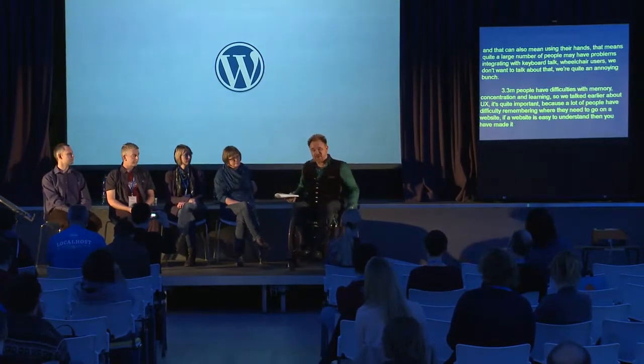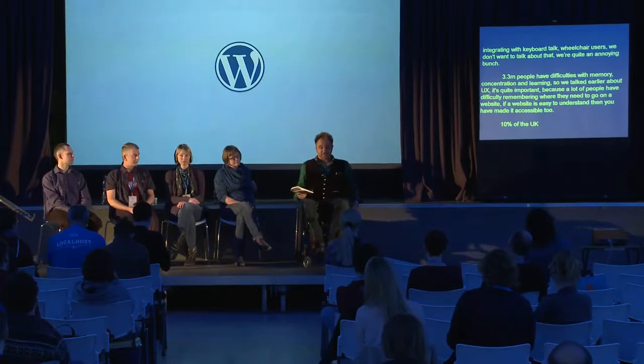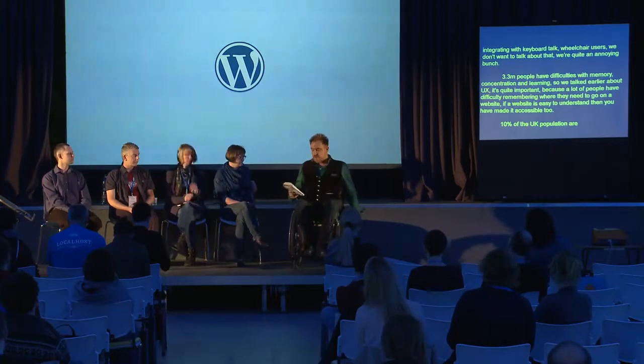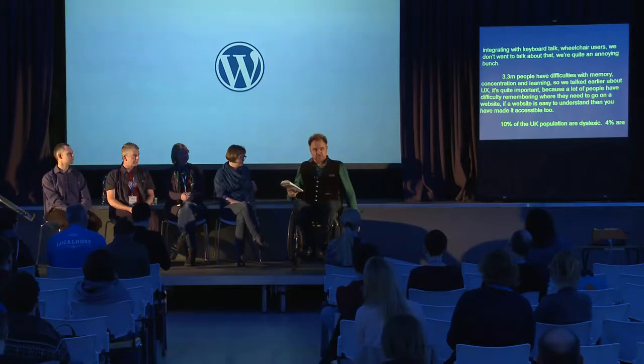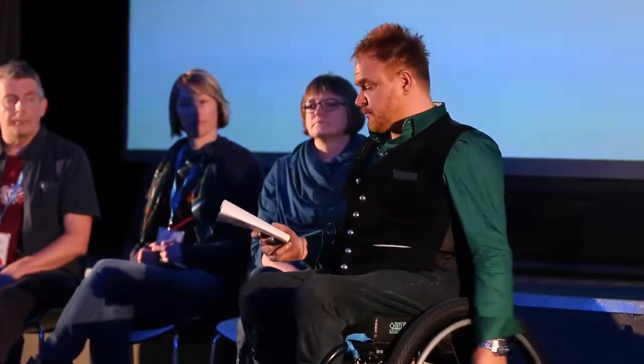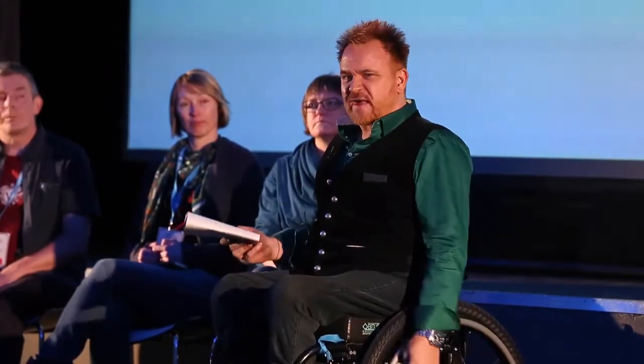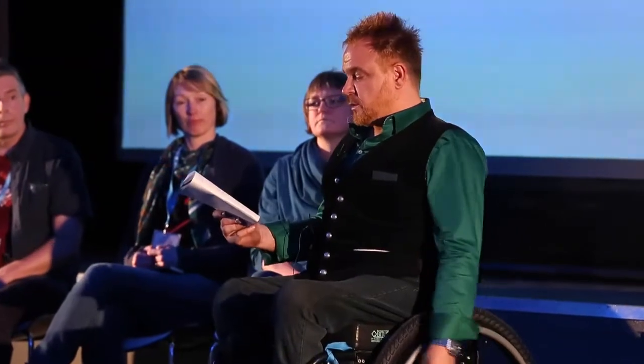10% of the UK population are dyslexic, and 4% are so dyslexic that they cannot read. So they have to use reading technology, assistive tech to allow them to read. Now, that's all figures and facts, but one great figure is disabled people have annual disposable income, and this is facts by the government, of £212 billion. So we are a massive untapped resource.